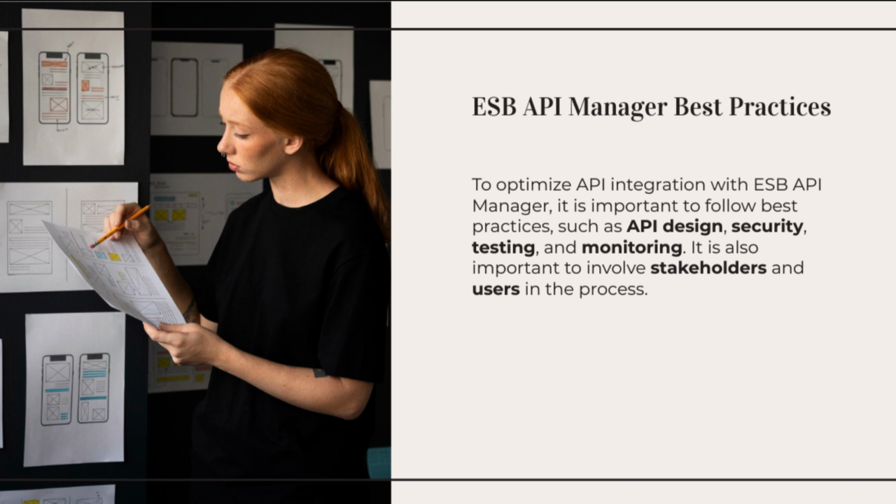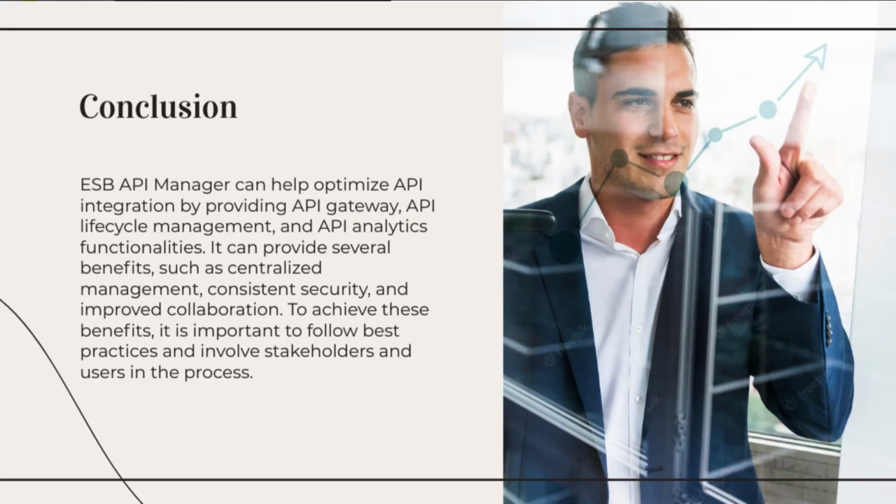9. Scalability and high availability. ESB API Manager provides scalability and high availability features to handle increasing integration loads and ensure uninterrupted service. It supports horizontal scaling, load balancing, and clustering for fault tolerance. This simplifies the scaling process and minimizes downtime during peak loads.